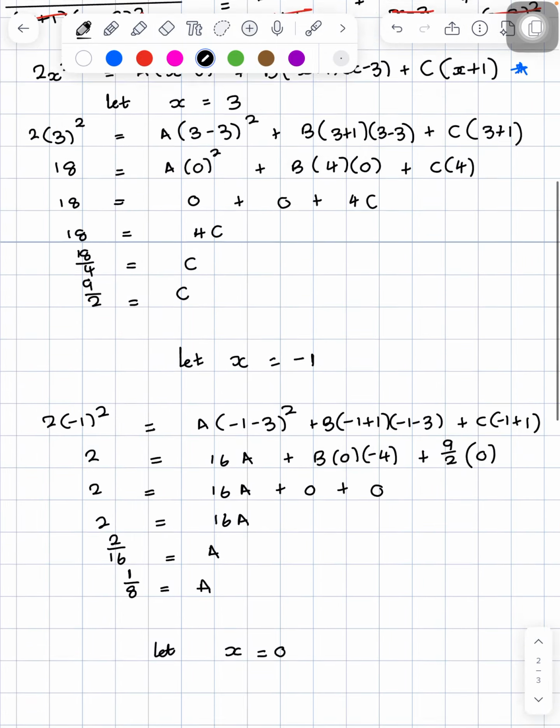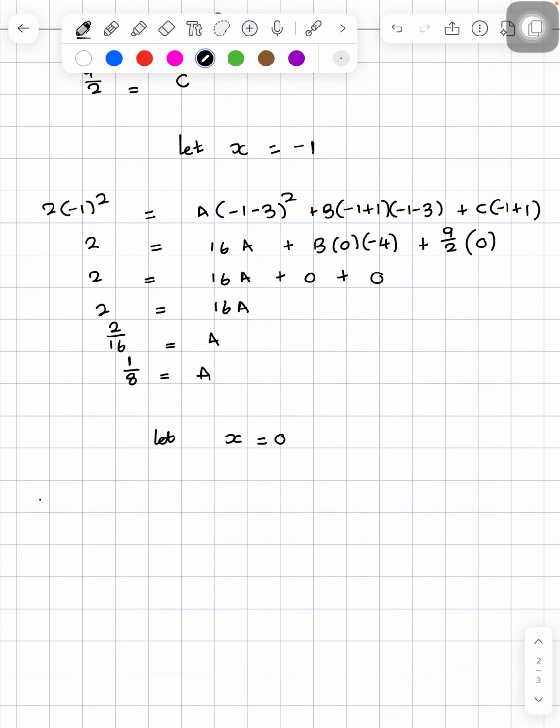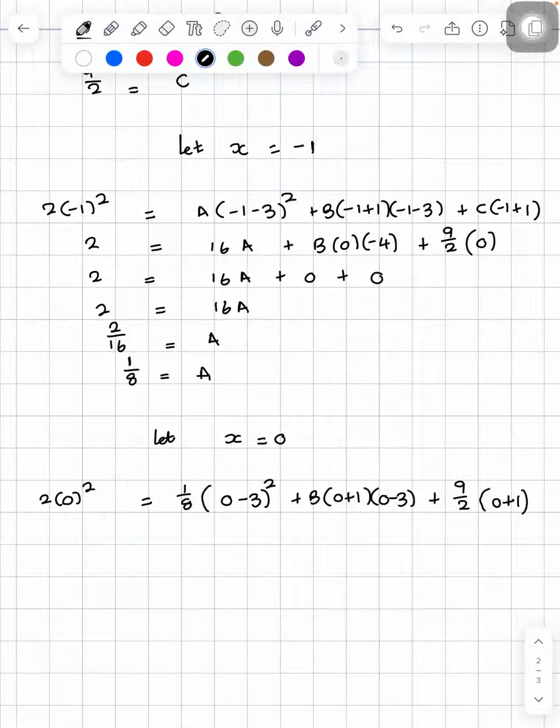Let x be 0. So it means that on the left hand side, wherever there's x, we substitute what? With 0. A, which is 1 over 8, times 0 minus 3 squared, plus b times 0 plus 1, times 0 minus 3, plus c, which is 9 over 2, times 0 plus 1. So what is minus 3 squared? 0 minus 3 is minus 3. Minus 3 squared is positive 9.